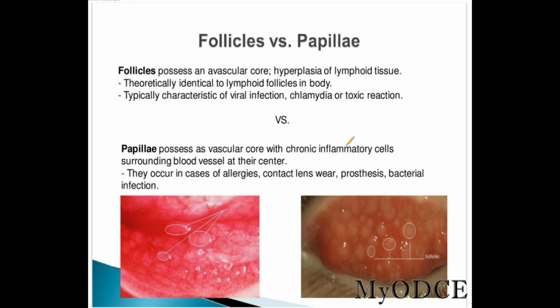Versus papillae, which possess a fibrovascular core with chronic inflammatory cells surrounding a blood vessel at their center. They occur in cases of allergies, contact lens wear, prosthesis. The patient may show that if the prosthesis is not properly maintained or poorly fit. Bacterial infection as well. So avascular core versus fibrovascular core is one quick sign. Right.